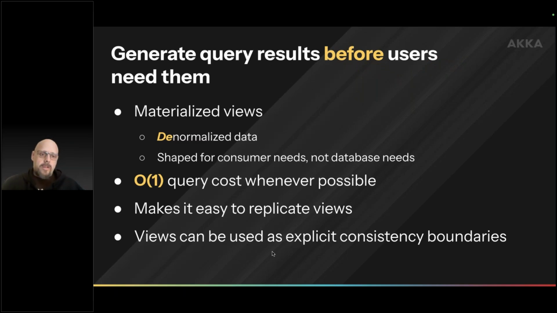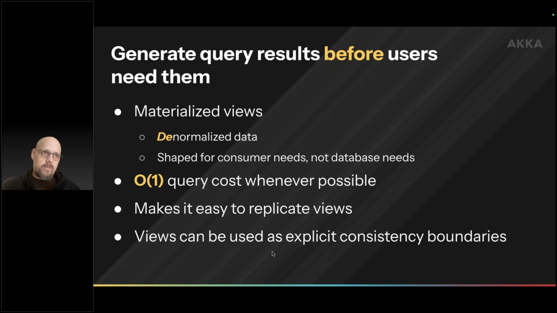So one of the other things that we do in order to get rid of some of the complexity and problems with distributed systems is we can generate the query results before the users need them. And by that, I mean, if we know how people are going to use our applications and we know what information users are going to need and when and how they're going to need it, then there's no reason why we can't have that information ready to go before they query for it.